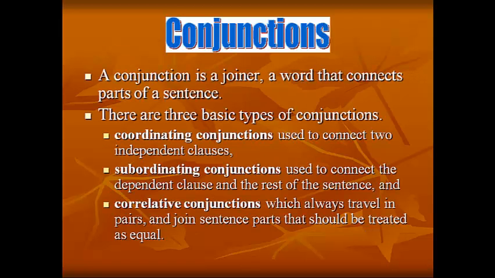Conjunctions. A conjunction is a joiner, a word that connects parts of a sentence. There are three basic types of conjunctions. Coordinating conjunctions, used to connect two independent clauses. Subordinating conjunctions, used to connect the dependent clause and the rest of the sentence. And correlative conjunctions, which also travel in pairs and join sentence parts that should be treated as equal.